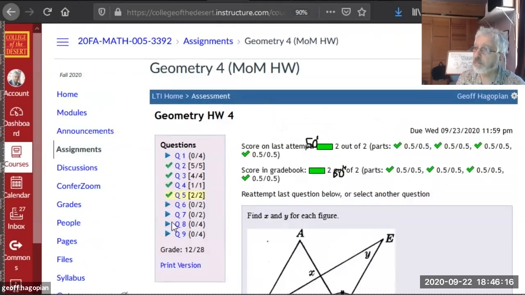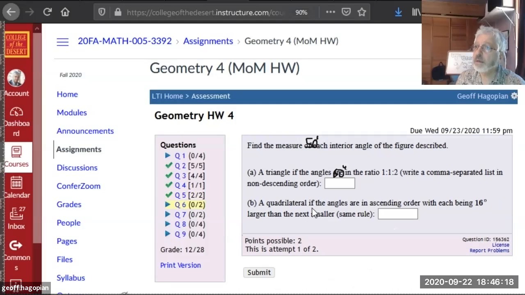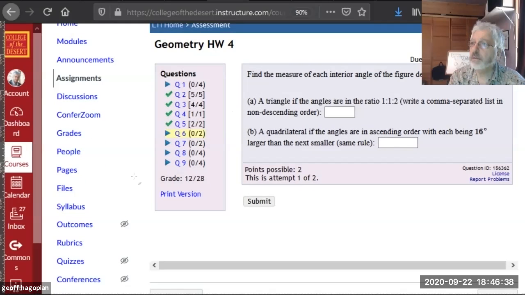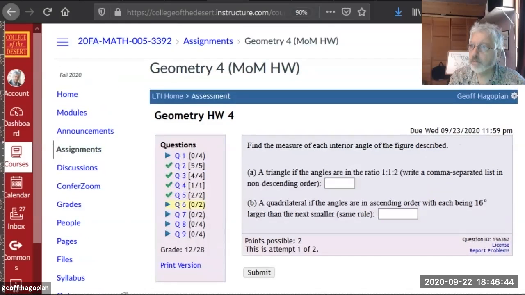And I can go up here and pick the next one, which I need to clear out the flotsam here. Find the measure of each interior angle of the figure described. A triangle, if the angles are in the ratio of 1 to 1 to 2. And they want a comma-separated list here to indicate that, right? Okay. So 1 to 1 to 2. That means two of them are equal, and the third one is twice that, right?